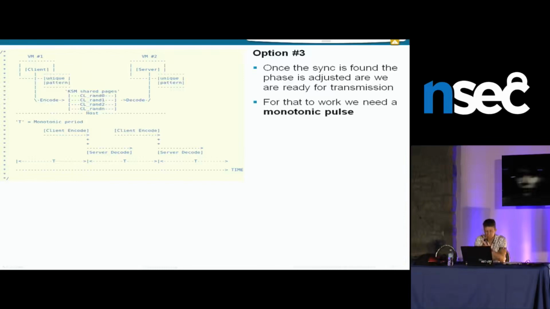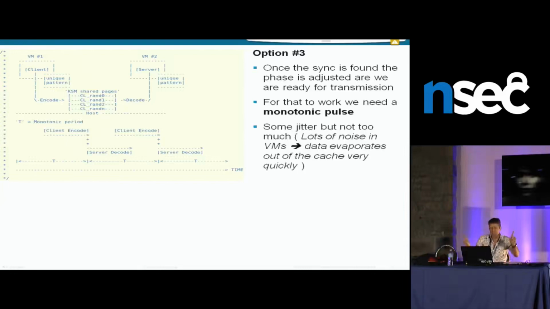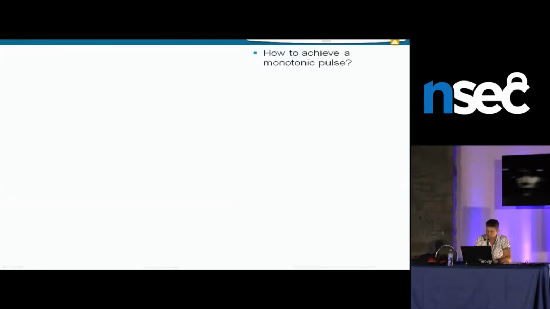But the big problem I had, and that's the key aspect to my design, is that for that whole thing to work, we have to have a monotonic pulse. It means that the server and the client have to stay in phase. So if you are using a timer, you always have to come back at the same time in order to keep the sync. You can tolerate some jitter, but not too much, because remember, all the data that we put in the cache will go out very quickly.